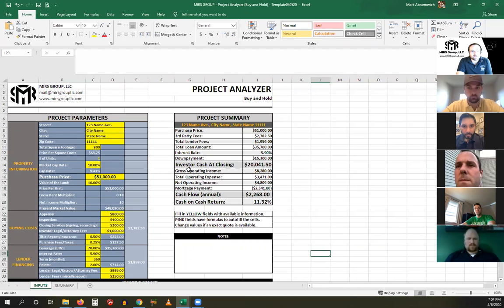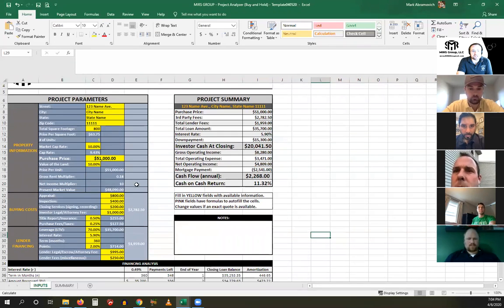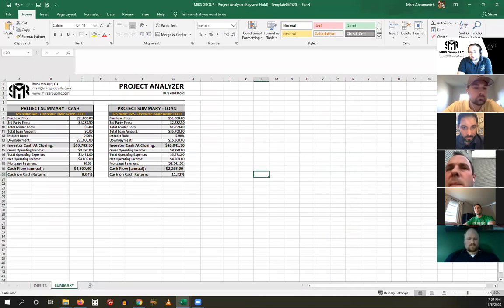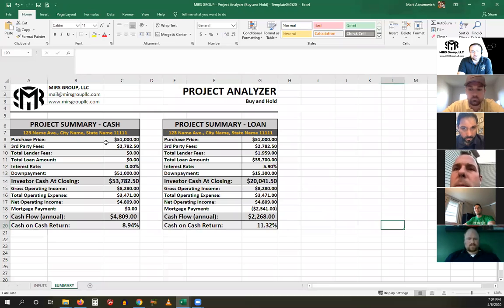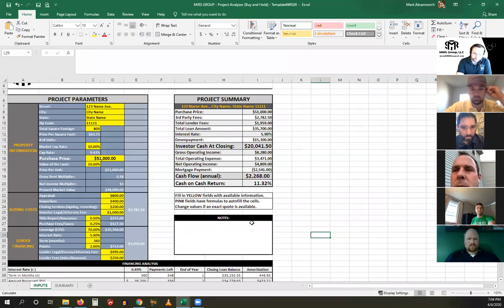Now, the numbers plugged in right now are for a single unit at 51,000. This is an actual property that I purchased out of my IRA, and we can run through and see the comparison. Additionally, there's a second tab that is the summary for both cash and loan options. So if you had a financed versus cash. So enter the yellow fields.